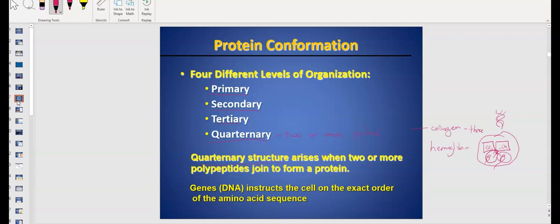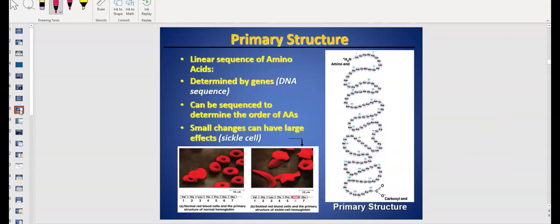Amylase doesn't, so it doesn't have a quaternary structure. All right, let's see. And remember, all this stuff comes from genes. It's the order of the letters in the gene that orders the letters in the RNA, which orders the letters for how the protein is going to be built. All right, so primary structure is simply the sequence of amino acids, like letters in a book, right?